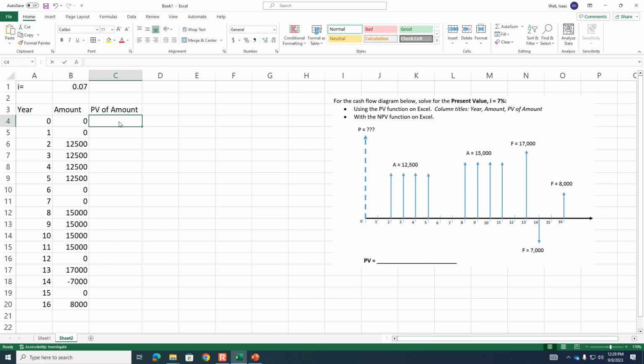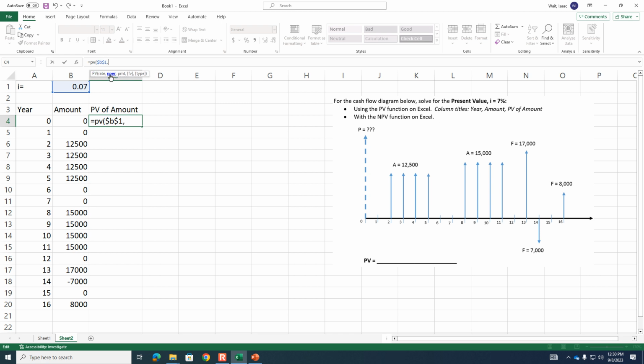This is really important. So equals PV for the rate. I'm going to click here, and I need to put the dollar signs in. Otherwise, when I drag the formula down, it's going to be looking at the next cell down, then the next cell down, and so it won't be referencing the correct interest rate. I can just press the F4 button on my keyboard, and it'll automatically put those dollar signs in, or you can just type them in. So $B$1.